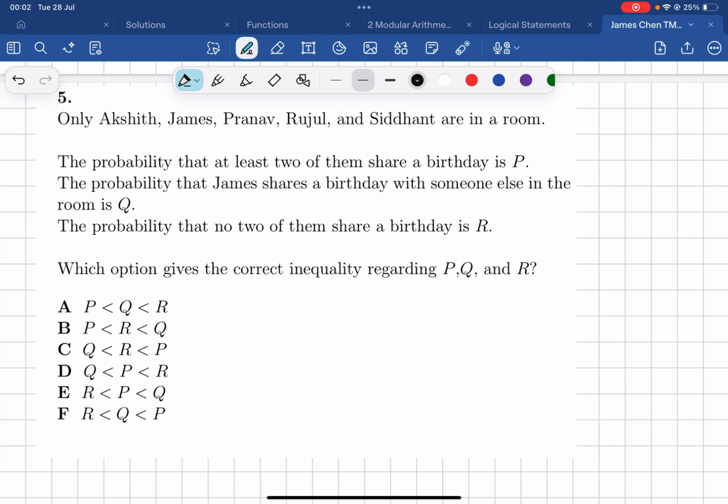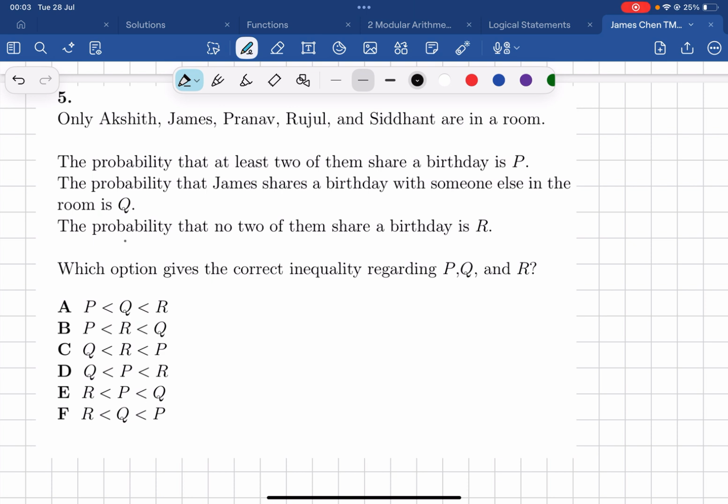So the first one reads, probability that at least 2 of them share a birthday is P. The probability that James shares a birthday with someone else in the room is Q. The probability that no 2 of them share a birthday is R. Which option gives the correct inequality regarding P, Q and R? Well, with this one, I think there's a clear greatest probability, which is the third statement, which is R.